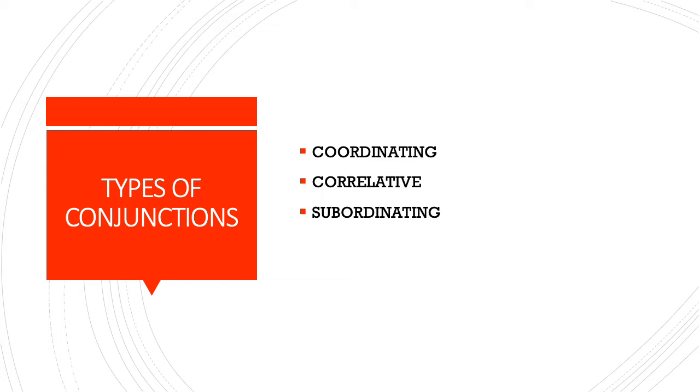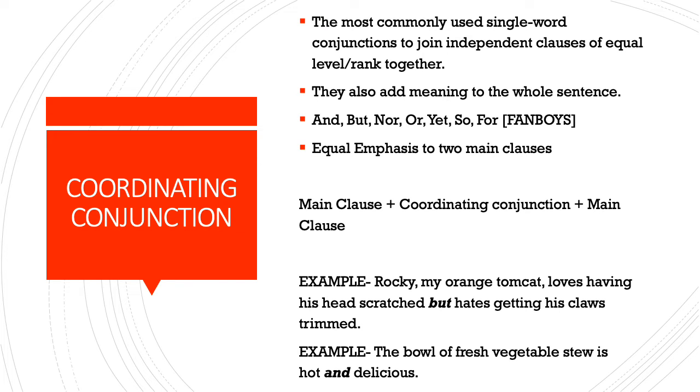Now let us see types of conjunctions. There are three types: coordinating conjunctions, correlative conjunctions, and subordinating conjunctions. Now coming to coordinating conjunction. Conjunction means words which join clauses, phrases, sentences together. Three types: coordinating, correlative, subordinating. Okay, coordinating conjunctions are the most commonly used single-word conjunctions to join independent clauses of equal level or equal rank together.